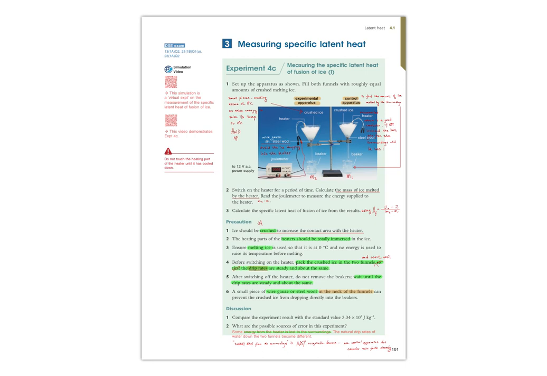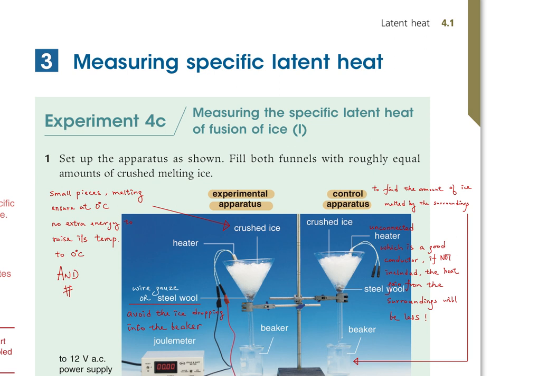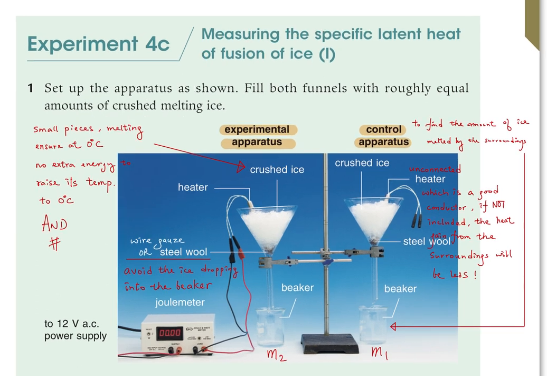Well, this may be the most important part of this chapter. 3. Measuring specific latent heat. So, experiment 4C aims at measuring the specific latent heat of fusion of ice. There are a lot of details. Make sure you understand everything, and please pick up a pen and copy all the notes here.